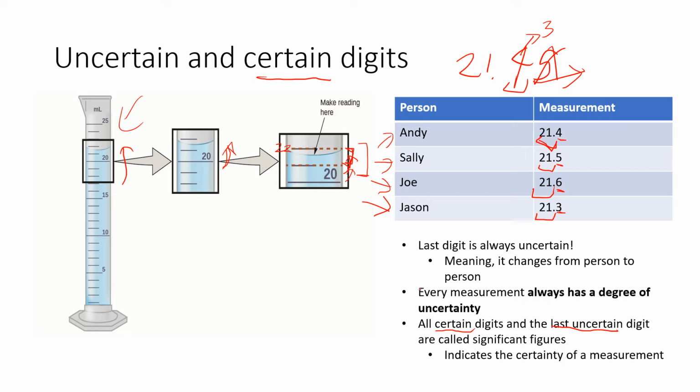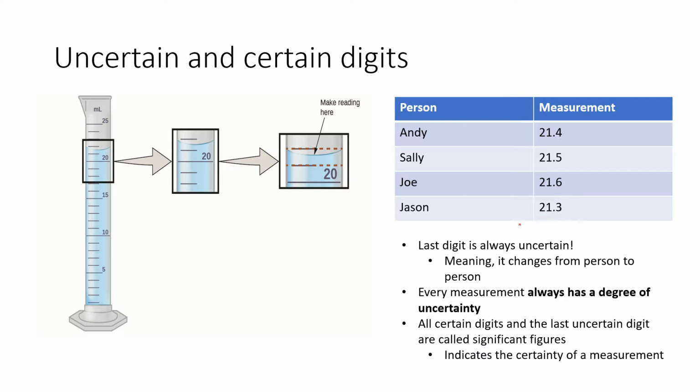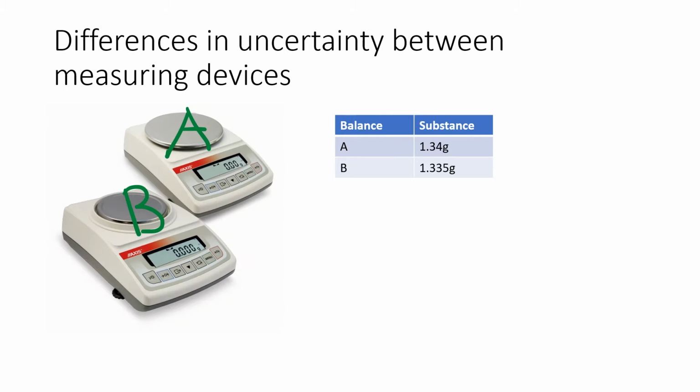When you combine all the certain digits and all the uncertain digits, what you get is the significant figures, the significant digits of the measurement. So in this example, we have 3 significant digits because you combine all the certain digits, which is the 21 here, and the uncertain digit, which is the 3. Okay, I say digits, but it's really just one uncertain digit in any measurement you do.